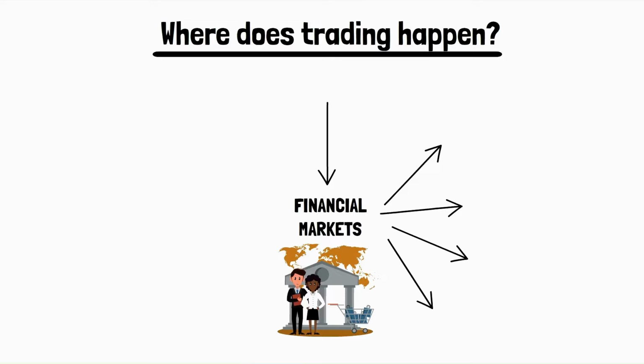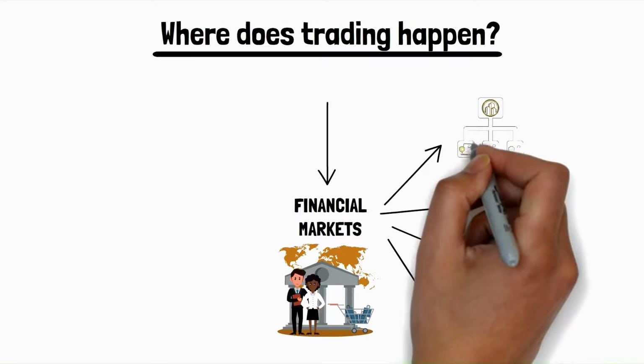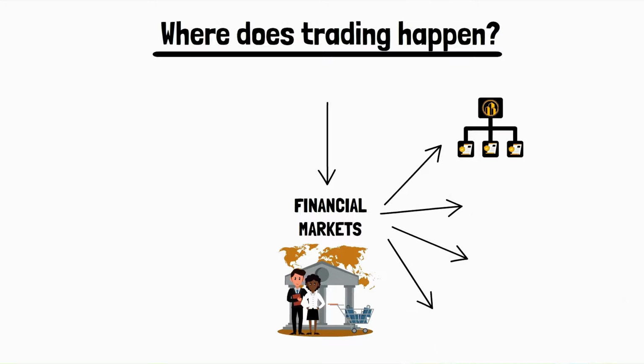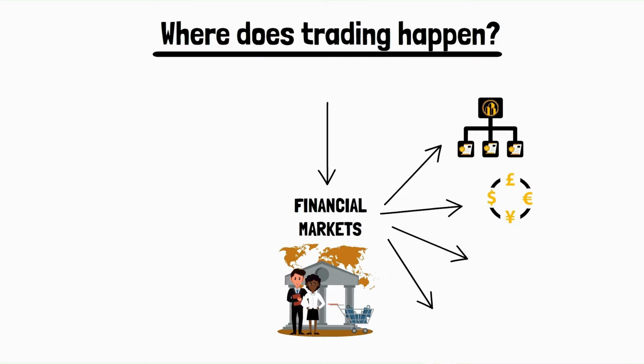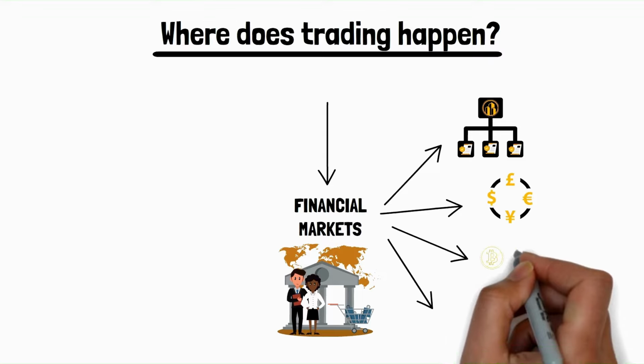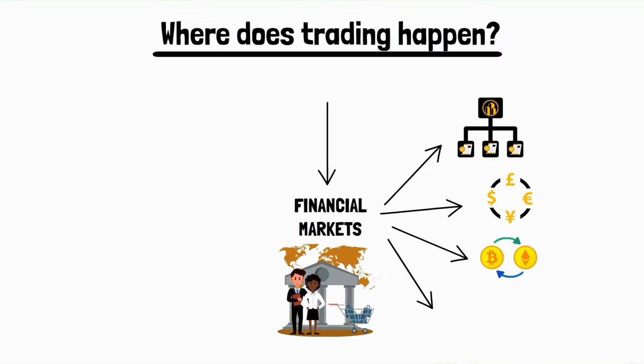The main financial markets are the stock market, which is where shares of companies are traded, the foreign exchange market, forex, where currencies are traded, the crypto assets market, where cryptocurrencies are traded, the commodities market, where you can trade assets like oil, natural gas, and even copper.